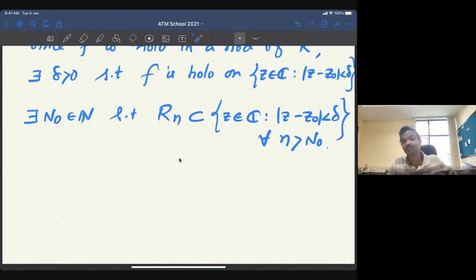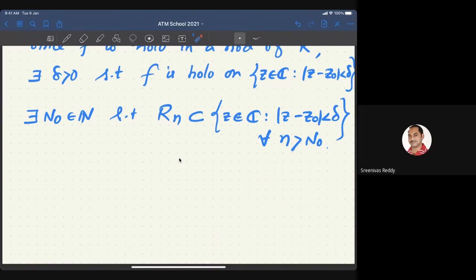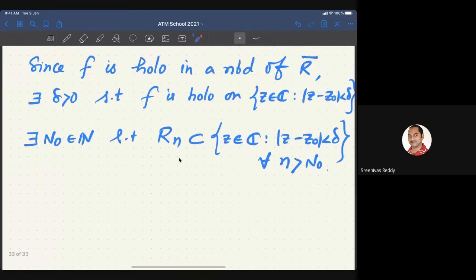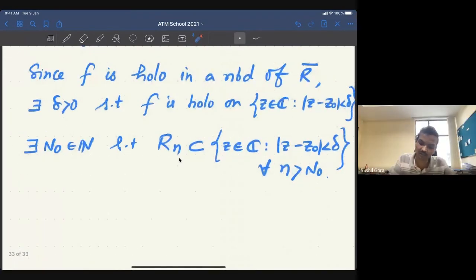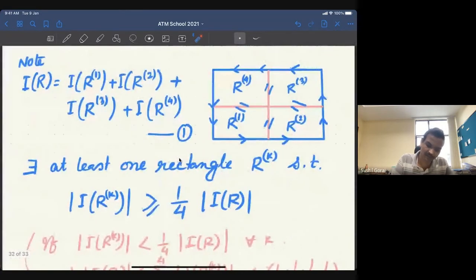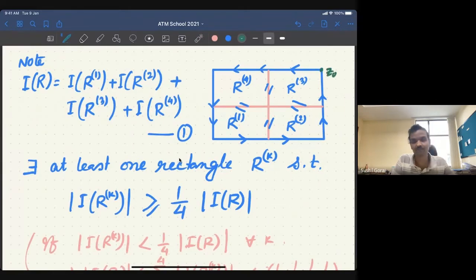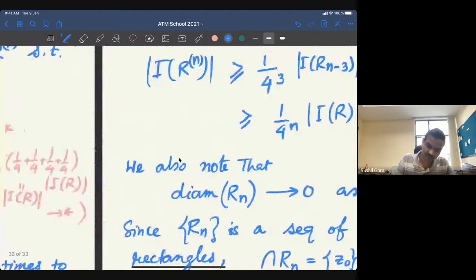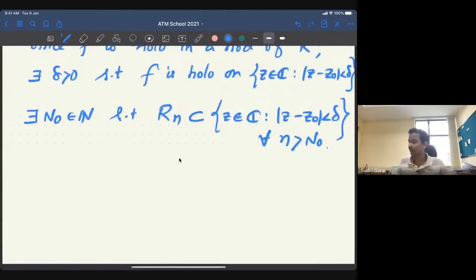Sir, F is holomorphic in the neighborhood of R bar. Neighborhood of Z0. Yeah, this is a neighborhood of Z0, right? Z0 may lie in the boundary also. So, for example, if Z0 lies here, Z0 may lie here also, at an end point. So that is the reason you need a neighborhood. Okay. Thank you, sir. All right. Any other question?